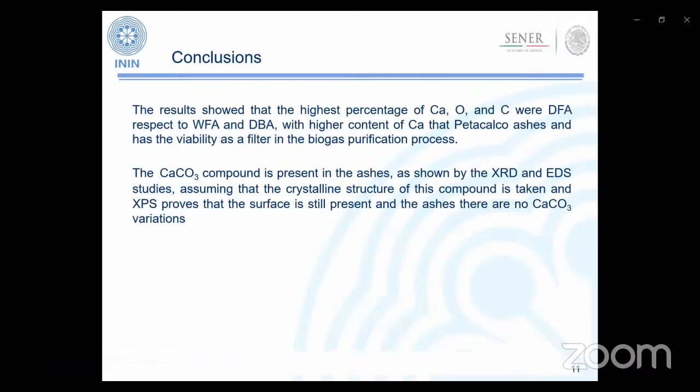As a conclusion, we see the results show the highest percentage of calcium, oxygen, and carbon in dry fly ashes with respect to the other two. Dry fly ashes is viable as a filter in the biogas purification process. The calcium carbonate compound is present in the ashes as shown by the X-ray diffraction and EDS study as crystalline structure, and X-ray photoelectron spectroscopy proves that this compound in the surface is still present.